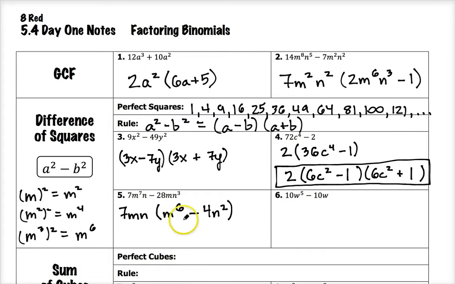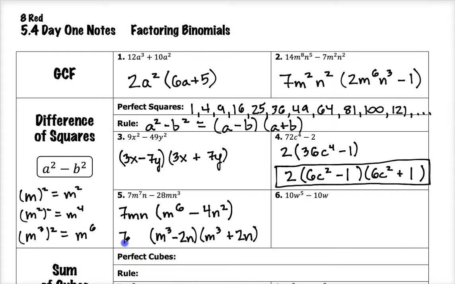So the square root of m to the sixth would just be m cubed. So m cubed times itself gives you m to the sixth. So that will be the first term in your factored binomials. And then the square root of 4n squared would be 2n. So you have a minus 2n here and a plus 2n here.